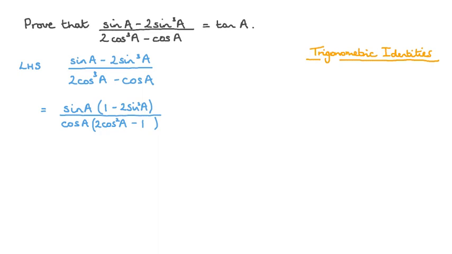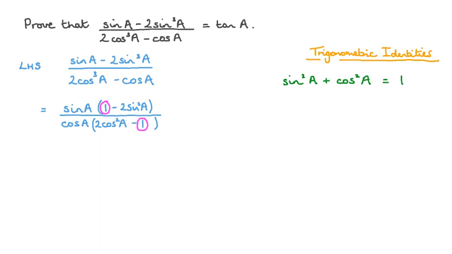Now, to enable us to simplify this further, we need to start to use some trigonometric identities, and we're going to use a couple to help us. The first one we're going to use is this one here. This first identity is that sin squared A plus cos squared A is equal to 1. So sin squared of an angle plus cos squared of an angle is equal to 1. How is this going to become useful in this question?